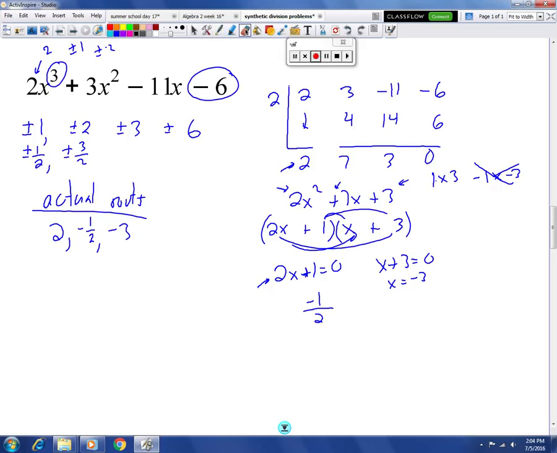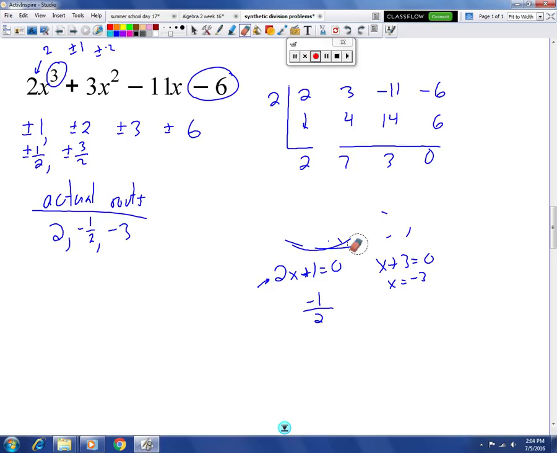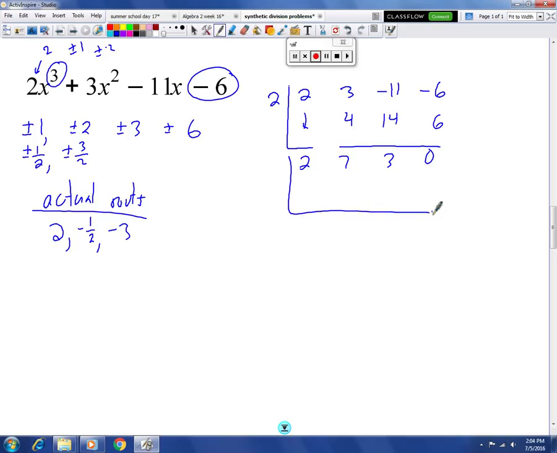Alright. Well, let's say we didn't want to go through all that, because I really did want to show you this synthetic division, how it really works. It still works with fractions. Okay, so we can kind of cheat a little bit. We see that negative 2 is not going to work. We see that positive 3 is not going to work. Let's go ahead and use negative 3.